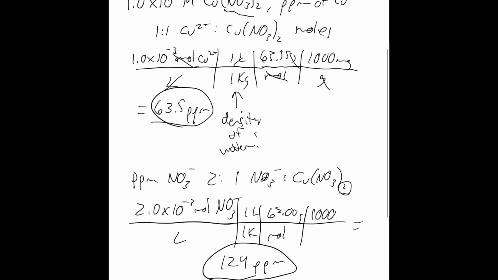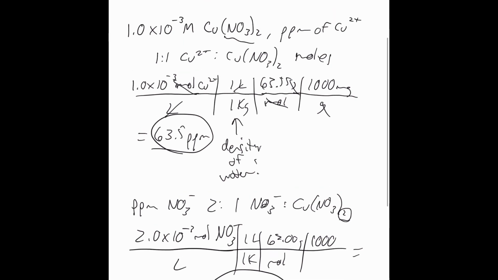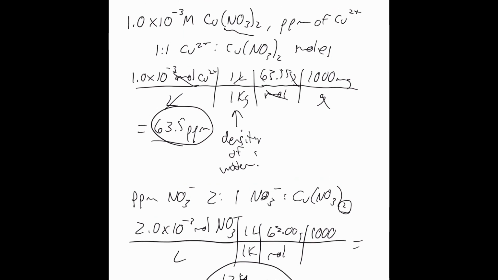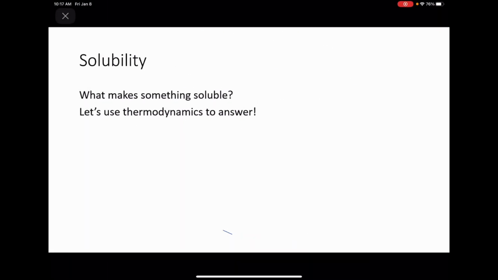Okay, because parts per million is mass-based. So even though it's the same component, we get almost twice the parts per million of nitrate that we do of copper, mostly because the molar mass is similar in this case. So that's how you convert back and forth between molarity, which is the unit we typically use in the lab, to parts per million, which is a unit you might see in a regulatory environment.